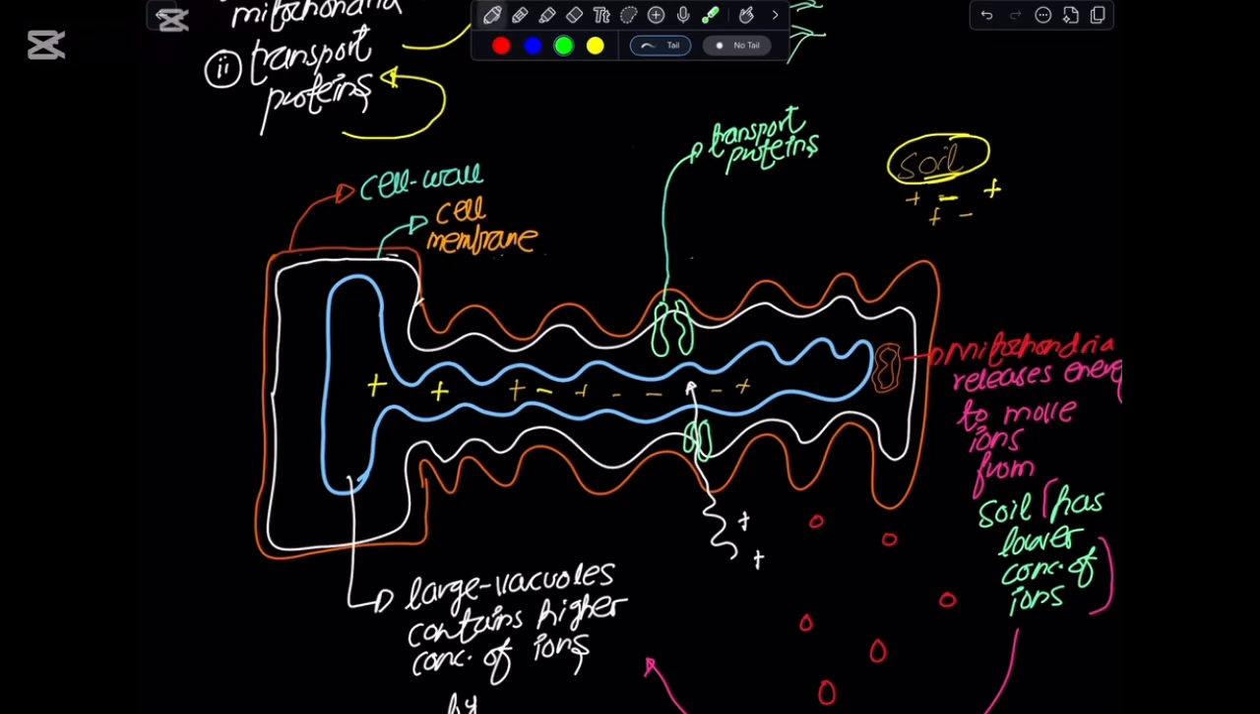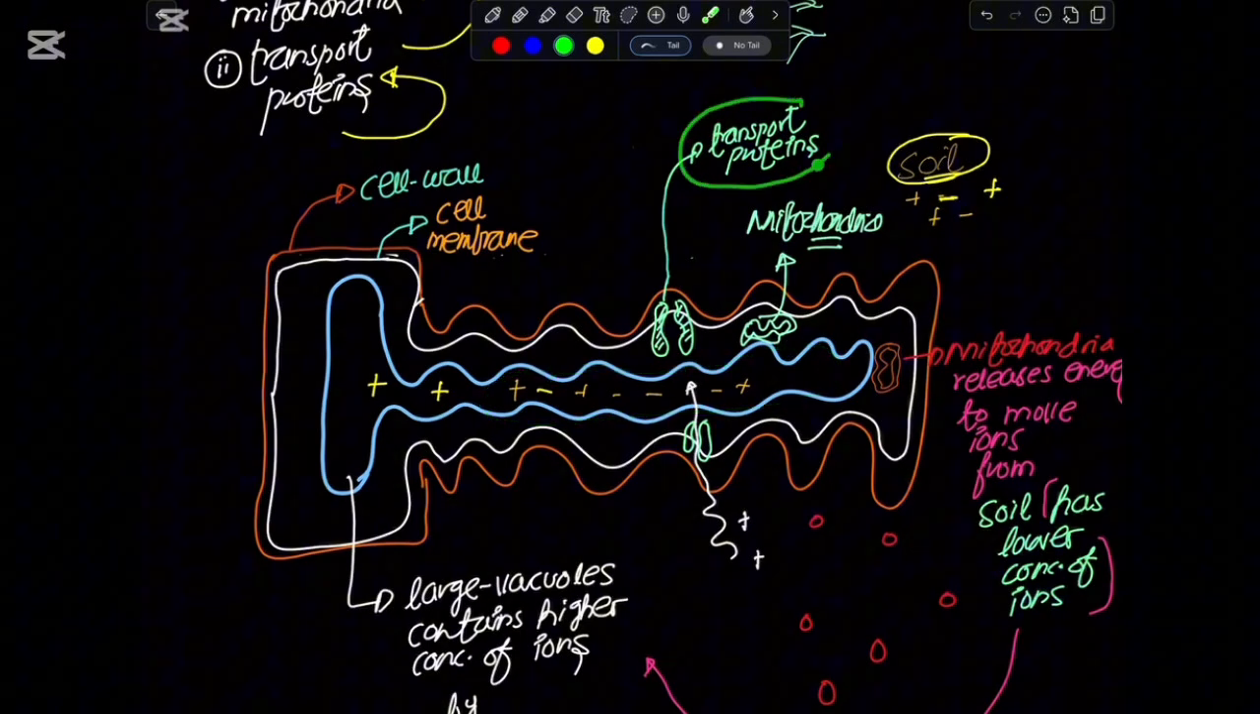Now, within the cell membrane of the root hair cells, we have these transport proteins. And within the cytoplasm of the root hair cells, we have these abundant organelles, the mitochondria. These mitochondria would release energy by respiration in the form of ATP, and that ATP would be utilized to move these ions from the lower concentration in the soil to the higher concentration in the large vacuole. That also employs a transport protein, and the movement is done against the concentration gradient.